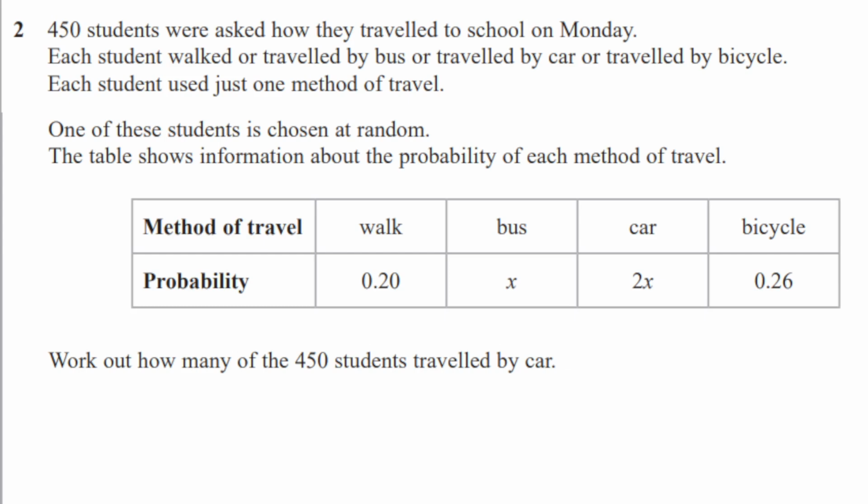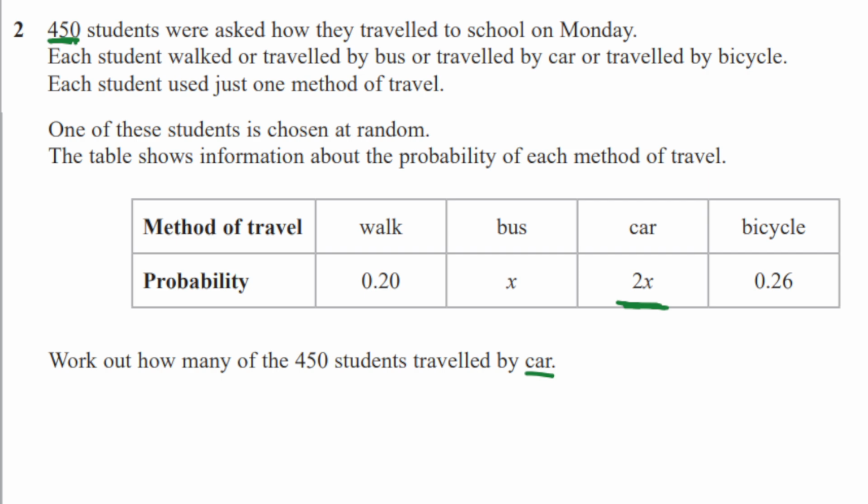4 marks IGCSE question. There are a lot of words here. What's really important is there are 450 students and someone was chosen at random. So let's look at this table here. They asked us to work out how many of these 450 students traveled by car. This is it here. Now we need to know what's the probability of this multiplied by the total, and that's the answer.